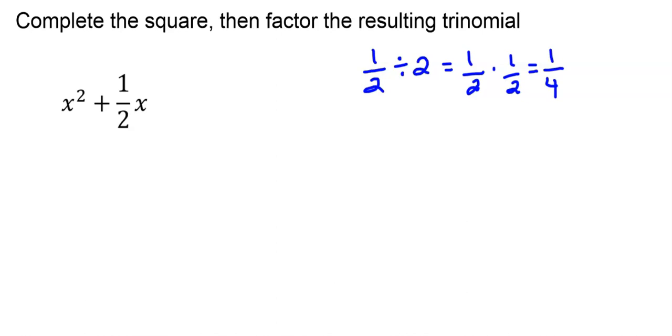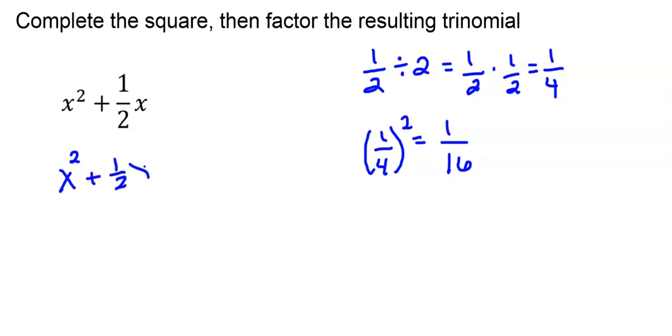Then after we divide by 2, we're going to take that number, 1/4, and square it. 1/4 times 1/4 is 1/16. So the number that completes the square is 1/16. And if we write x squared plus 1/2 x plus 1/16, we've written a perfect square trinomial. Now because it's a perfect square trinomial, it will factor into a binomial that's been squared.